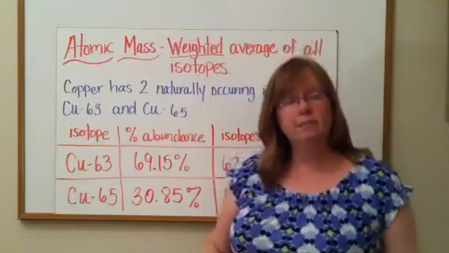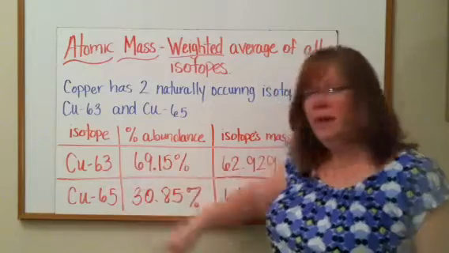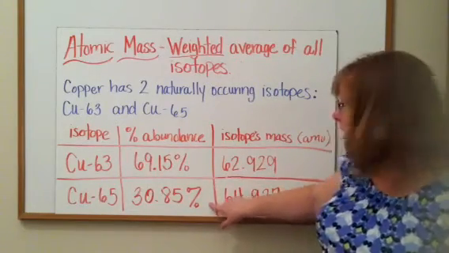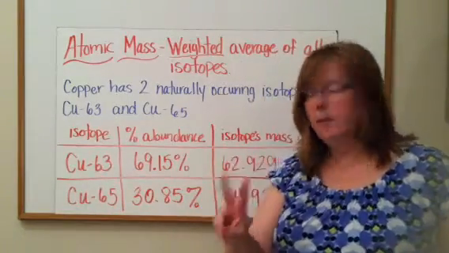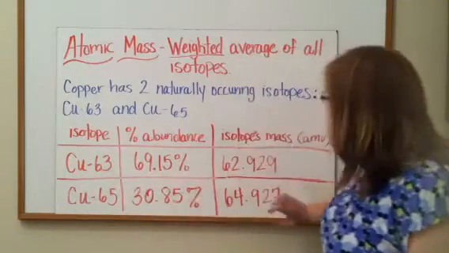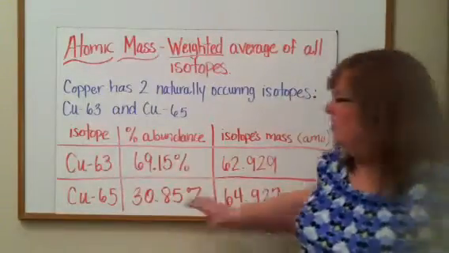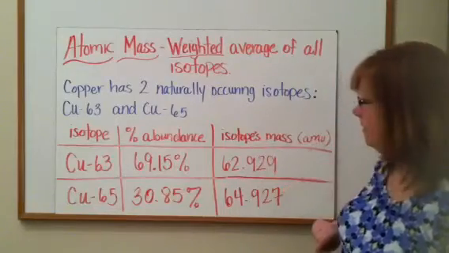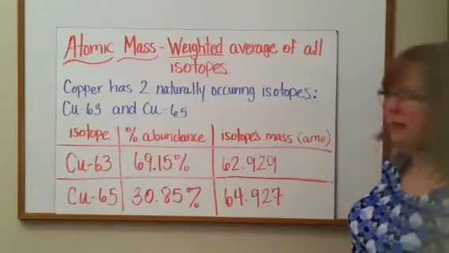They will give you the percent abundance data. 69.15% of it is copper 63, so the majority of it is copper 63, and the remaining 30.85% of it is copper 65. So now we have our two isotopes. They're both copper, same number of protons, different mass number, okay? And here's the isotope's mass. So copper 63, sometimes they just use the mass number, but we're looking at the exact data here. 62.929 atomic mass units, and copper 65 is 64.927 atomic mass units.